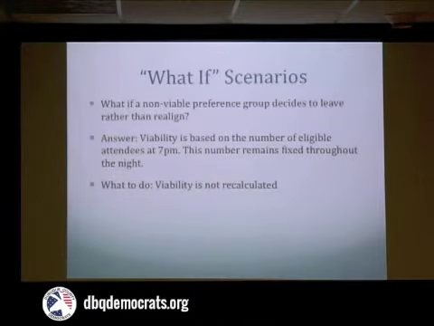So here's another one that kind of alludes back to something I talked about earlier. What if a non-viable preference group decides to leave rather than to realign? The answer is nothing, but the formal answer is viability is based on the number of eligible attendees at 7 p.m. That number remains fixed throughout the night. So viability is not recalculated at that point. Viability remains the same.